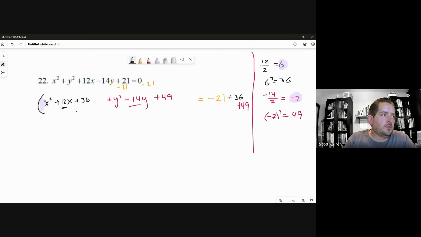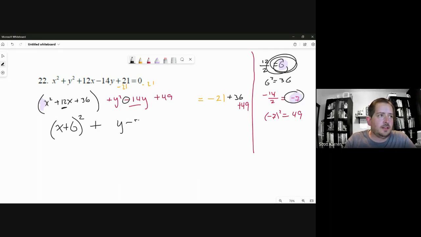When I complete the square in my x's, it's going to be x plus 6 squared. And if you can't remember that, just factor the x squared plus 12x plus 36. You'll get x plus 6 squared. And when I factor my y's, it's going to be y minus 7 squared equals whatever all that junk on the right-hand side equals.